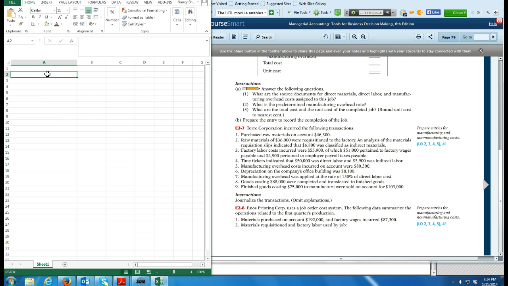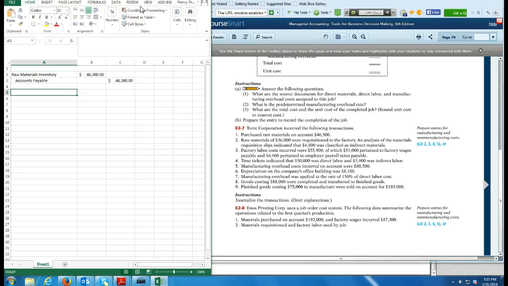And the first thing we'll do is debit our raw materials inventory for $46,300, and we will credit our accounts payable for $46,300. The key here is when it's purchased on account, you know it's going to be an accounts payable. Raw materials will go directly into raw materials inventory.